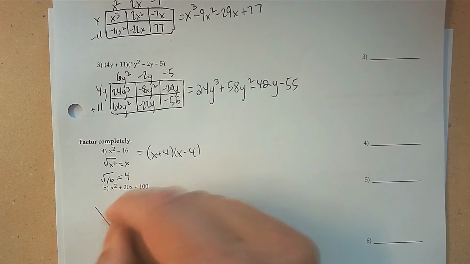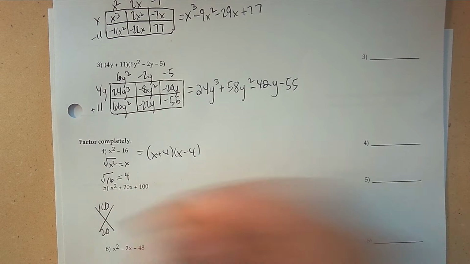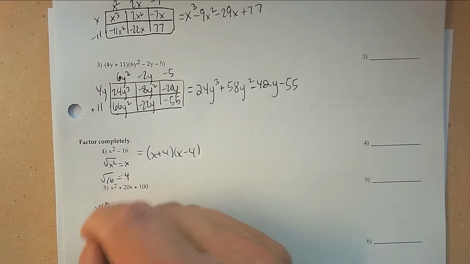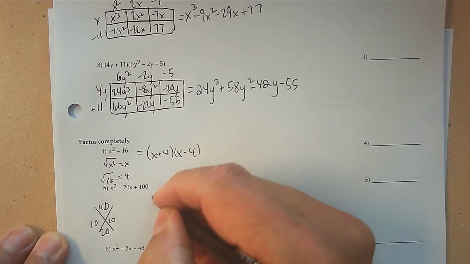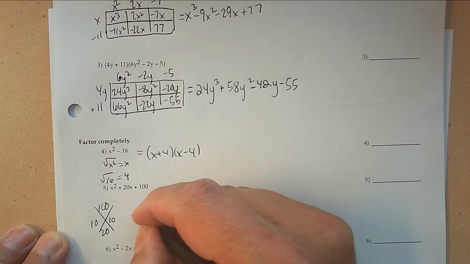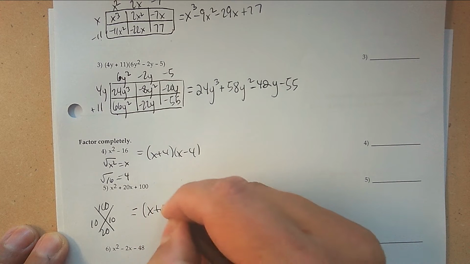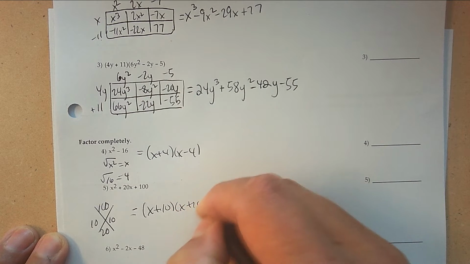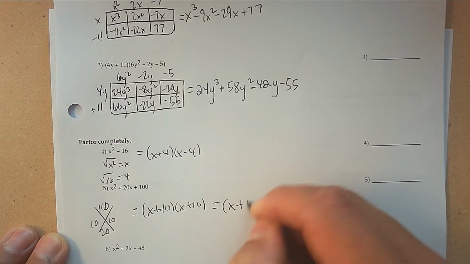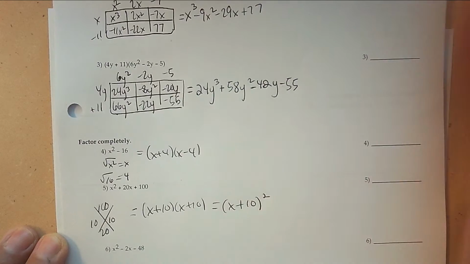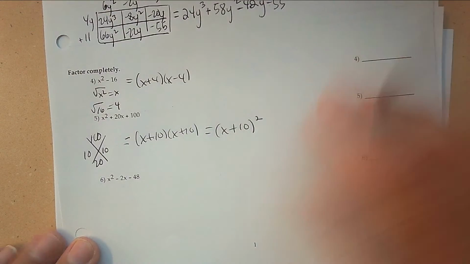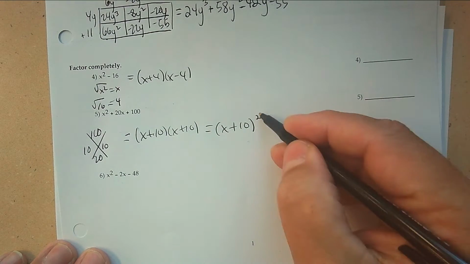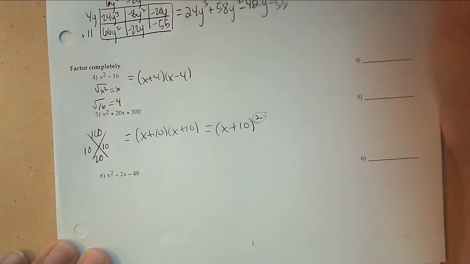Here is a simple trinomial. Two numbers that multiply to 100 and add to 20. That would be 10 and 10. Now we could write this answer as x plus 10, x plus 10. You could also write this answer as x plus 10 squared. This is useful when you're graphing because it matters if it touches or crosses. Writing it this way.